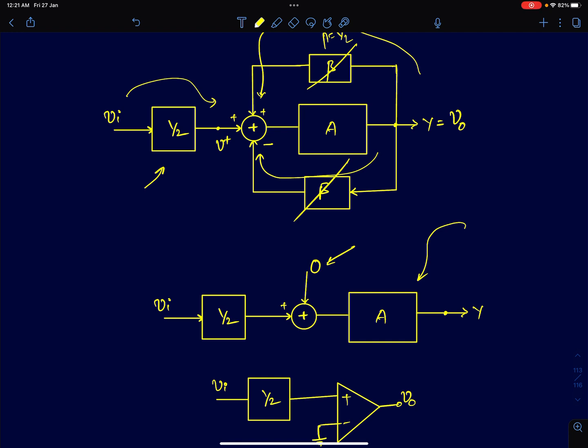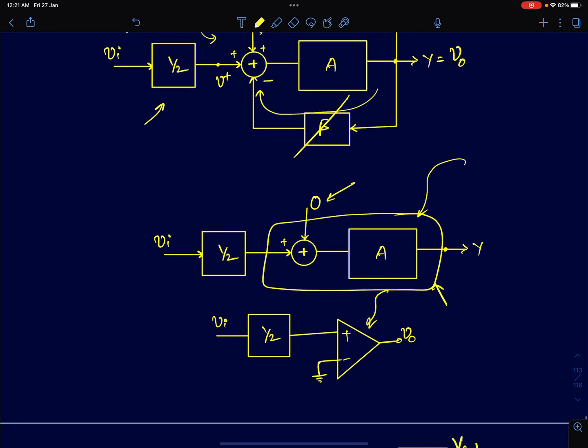So this is the model for your op amp. It's a summing amplifier followed by a high gain amplifier. So that I'll replace by an op amp. So it just reduces to something like this. It just reduces to an open loop structure that looks like this. Vi followed by a gain of half and followed by an ideal op amp with a saturating nonlinear characteristic.